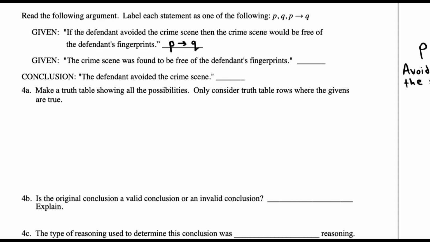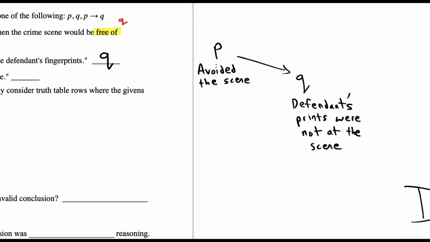Okay, so the first part of the statement is the P, avoiding of the scene. The second part, being free of the prints, is the Q of the statement. So what's given this time? Last time P was given. What's given here? It's Q this time. So Q is given as evidence. So let's say the police testify.